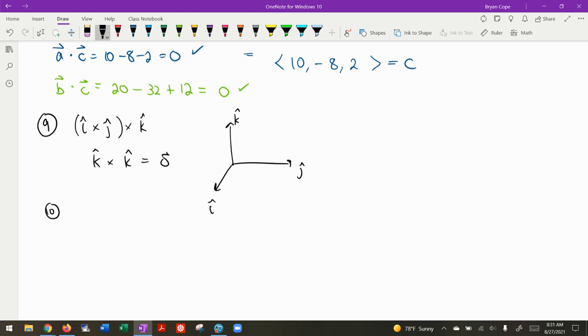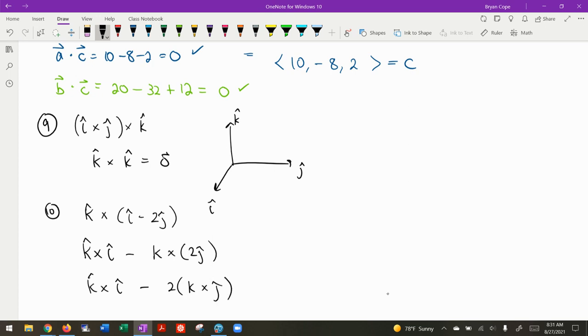Next, 10. k cross i minus 2j. So let's take this as k cross i minus k cross 2j, which is k cross i minus 2 times k cross j. So again, we're using properties, we're not using computation.